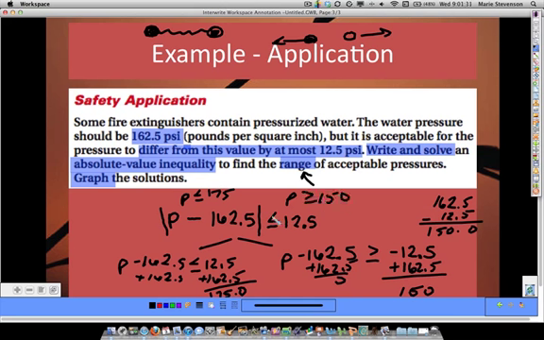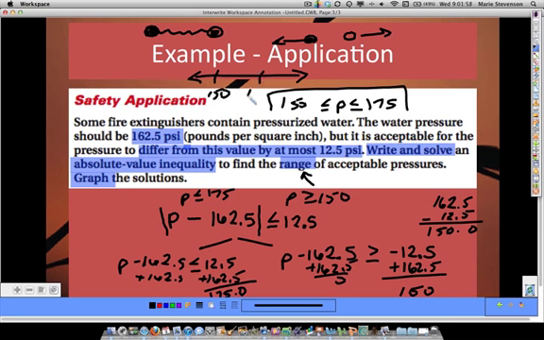Now, this is a less than, right? So that means P goes in the middle. This inequality goes on either side, just like that. P must be less than or equal to 175, that's the upper bound. P must be greater than or equal to 150, so that's the lower bound. So there's that, and then let's do our graph. 150 here, 175 there, and I have closed circles on both ends, just like that.